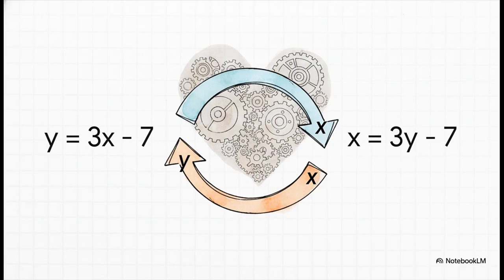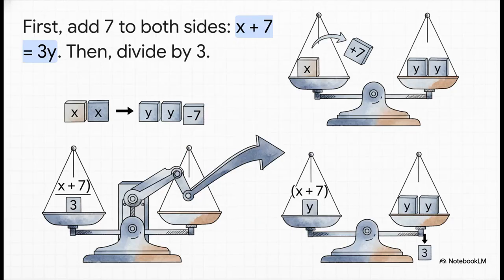Step 2, swap the variables. The y becomes an x and the x becomes a y. And just like that, we're looking at x equals 3y minus 7. Seriously, that swap is the whole secret. And now step 3. We solve for our new y. And check this out, we're just undoing the original math. To get rid of that minus 7, we add 7 to both sides. To undo the times 3, we divide everything by 3. See? It's a perfect reversal.